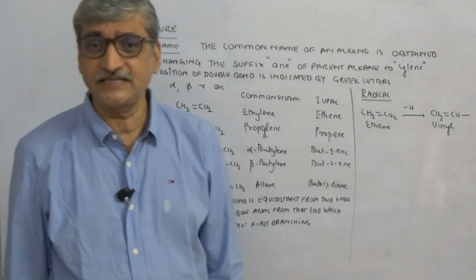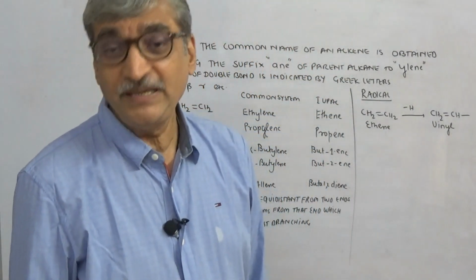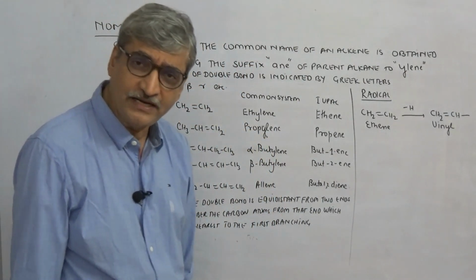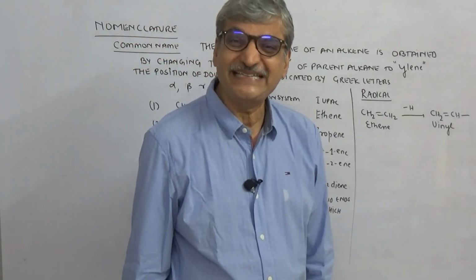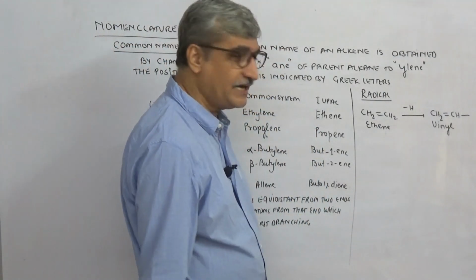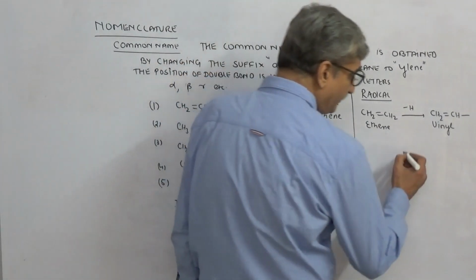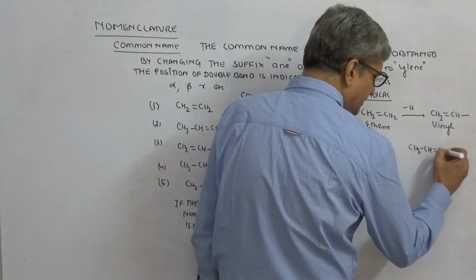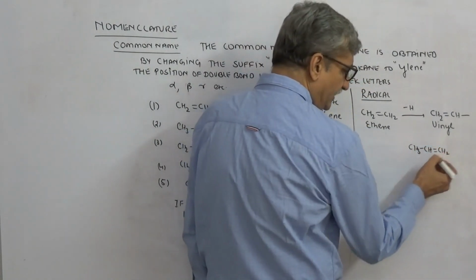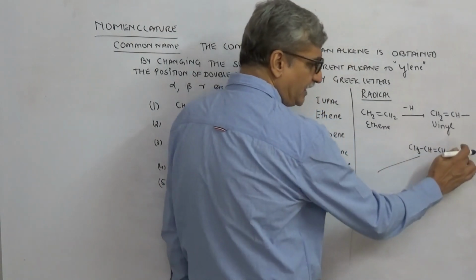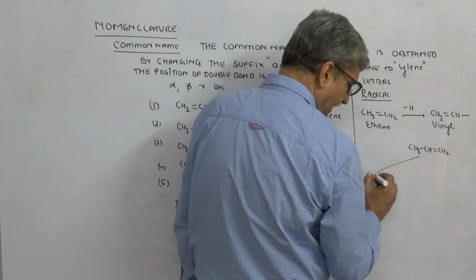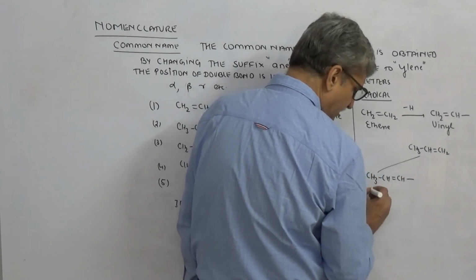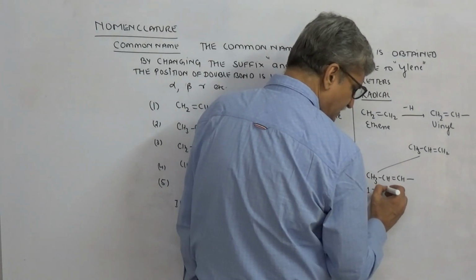So polyvinyl acetate, PVA, polyvinyl chloride, PVC. Is it clear? So when you remove one hydrogen from ethylene or ethene, the radical formed is called vinyl. Now let us look at propene, CH3, CH double bond CH2. There are three possibilities. When I remove this hydrogen, then I get CH3, CH double bond CH.